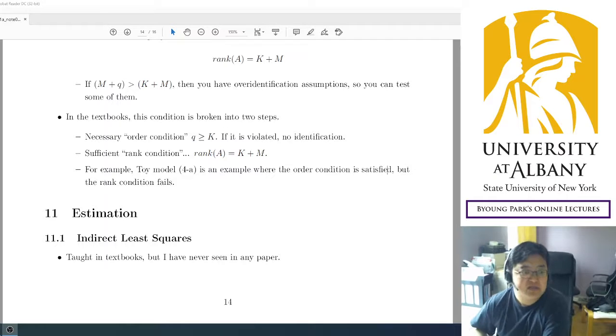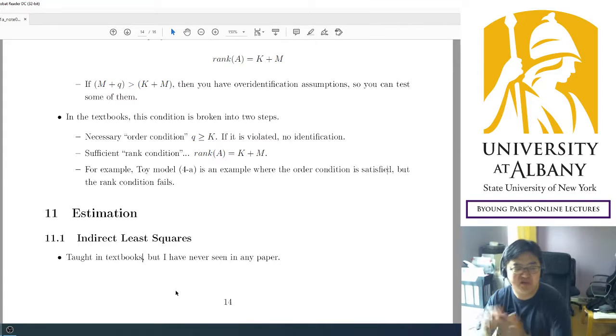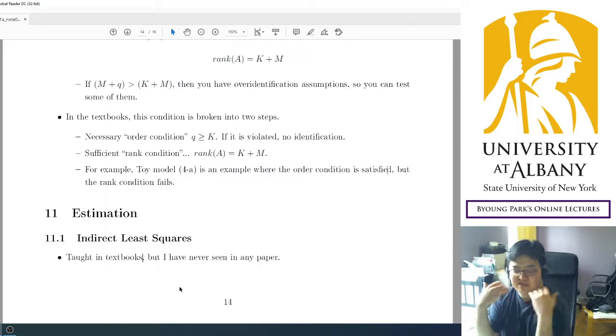Okay, let me discuss the estimation. The first estimator we usually consider in the textbooks is indirect least squares. It is taught in textbooks to give students some intuition, but it is never used in practice. It's bad.